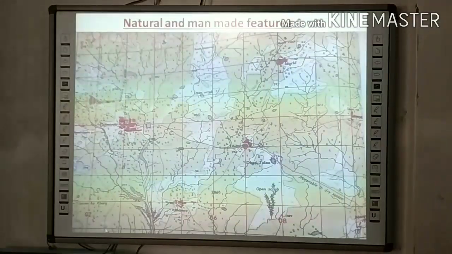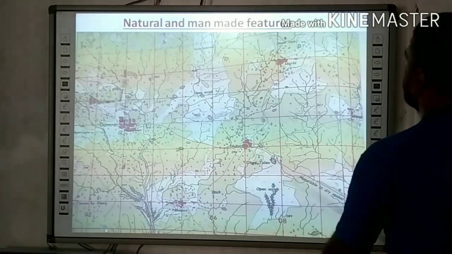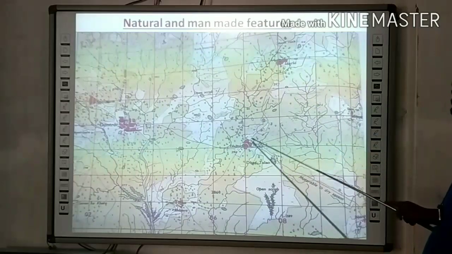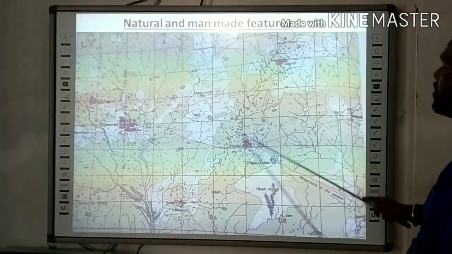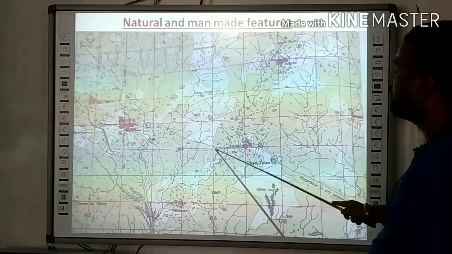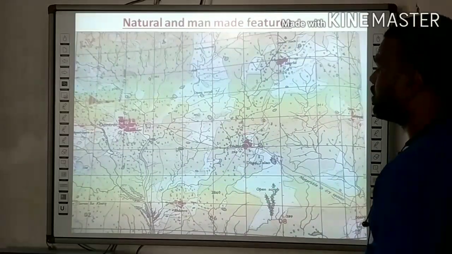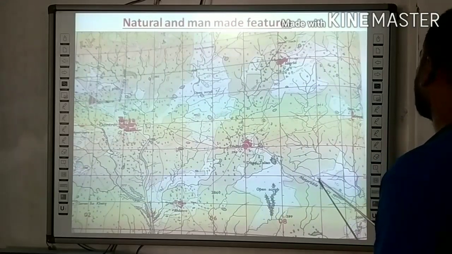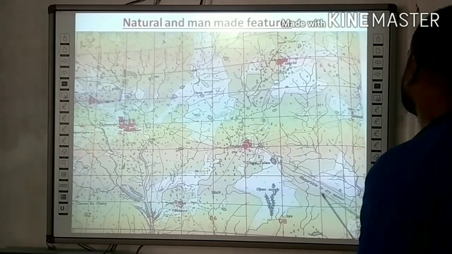Now natural and man-made features. How to identify natural and man-made features? Now everybody knows that natural features are those which are formed naturally and man-made features are those which are made by man. Say, in this case this settlement is a man-made feature. This is also a man-made feature. This cart track is a man-made feature. This is a man-made feature.